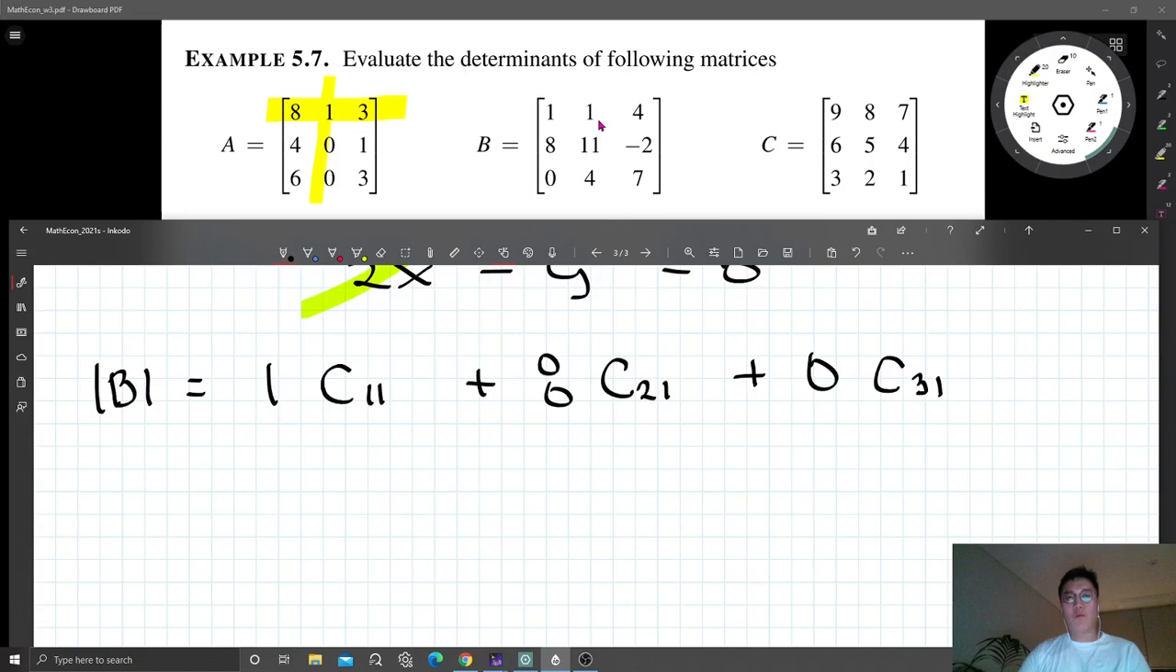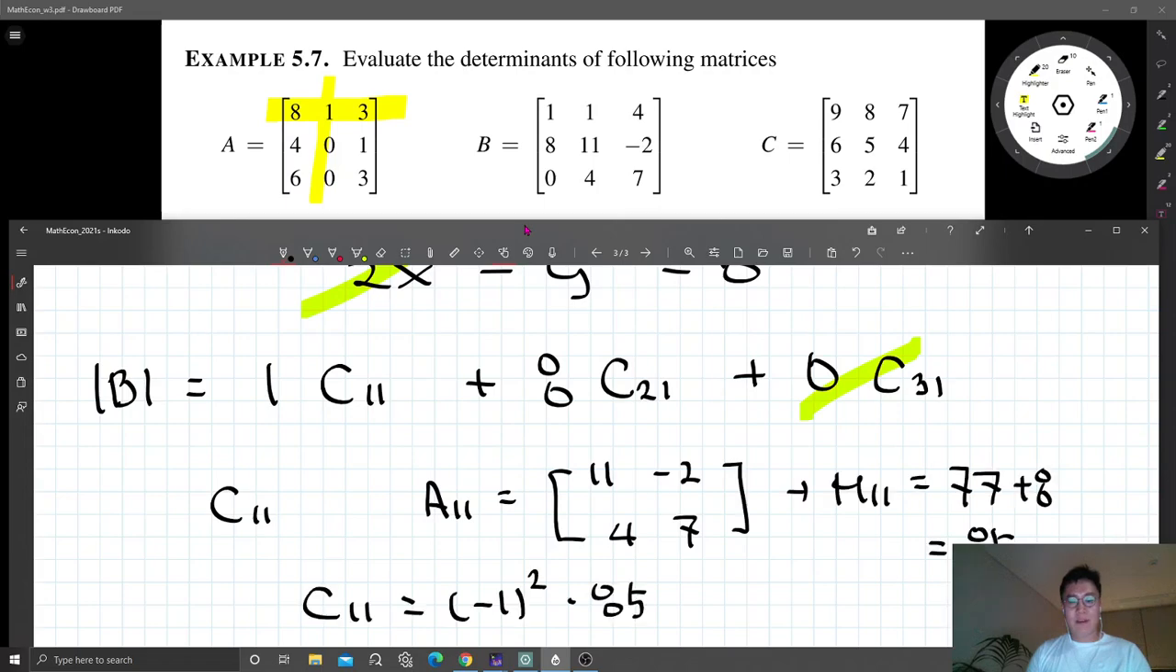So we first compute C sub 1, 1. A sub 1, 1 is the matrix 11, negative 2, 4, 7. And its determinant, the minor, is 77 plus 8, so that is 85, I guess. So C sub 1, 1 is negative 1 to the power of 2 times 85, which is 85.